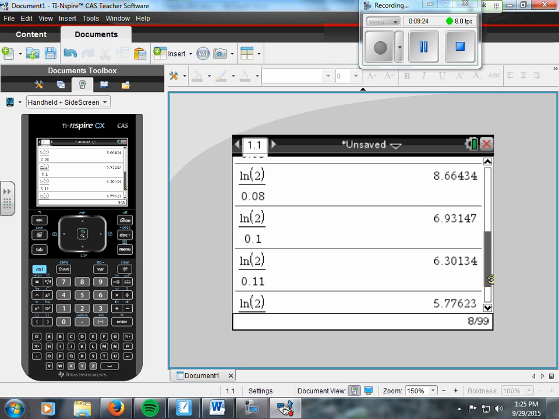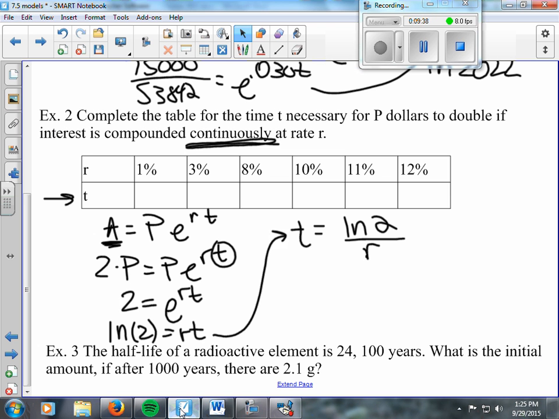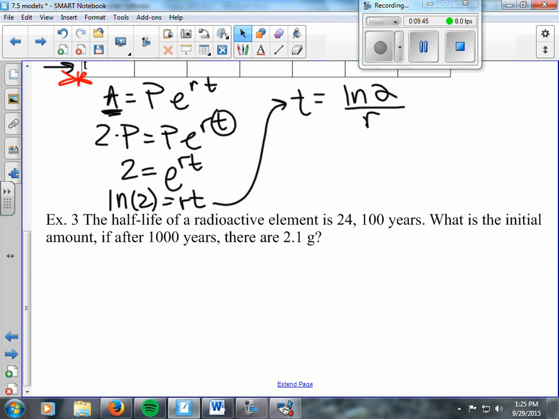11% takes me 6.3 years, and you will double your money if you invest at 12% in less than 6 years. You will double your money. And that's an interesting thing to notice. So I want you to take those numbers, fill them into this table, and make sure you have that done. All right, next example.